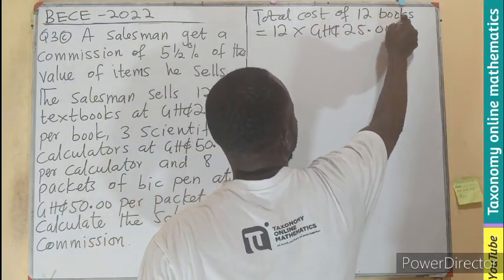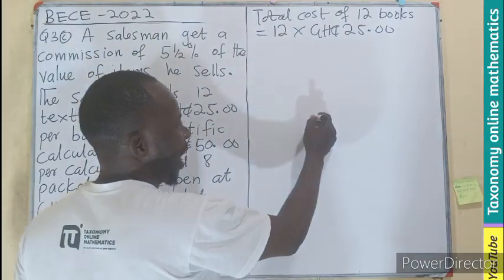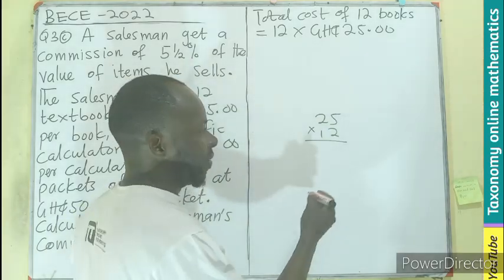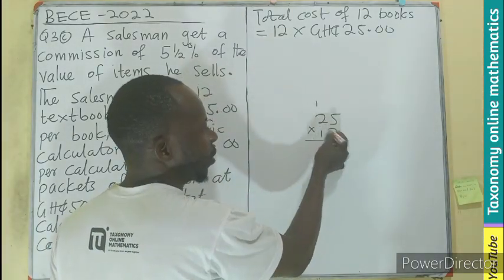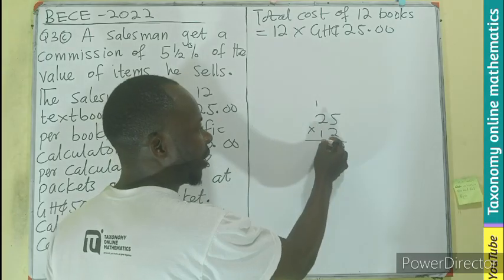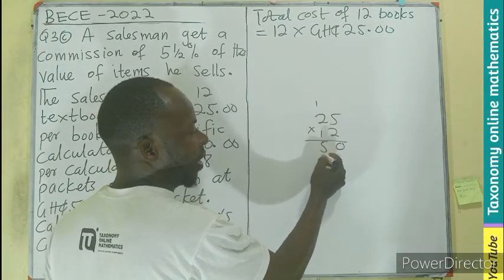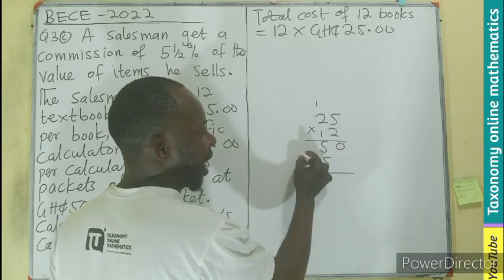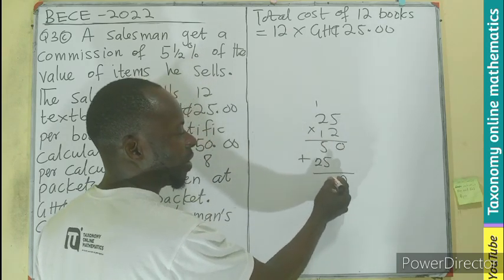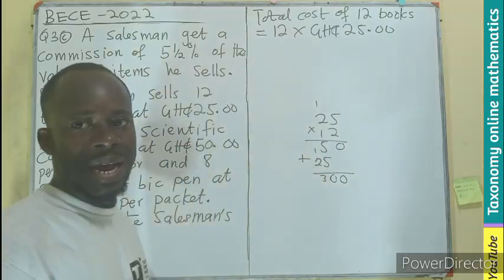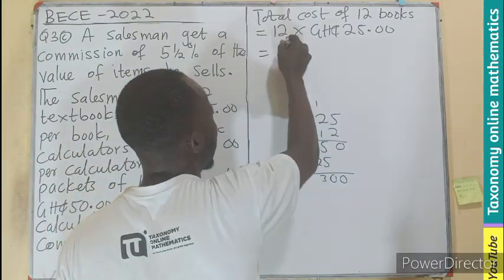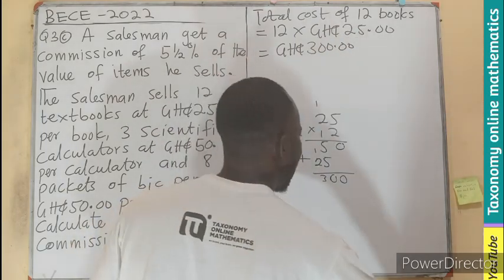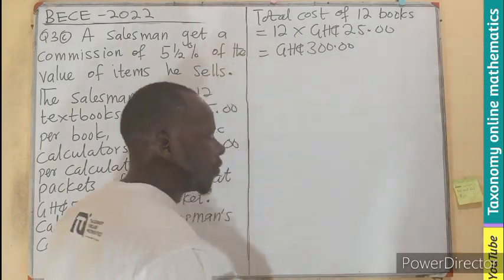the 25 Ghana cedis. So we have 25 times 12. 2 times 5 is 10, carry 1. 2 times 2 is 4, plus the 1 making it 5. 1 times 5 is 5. 1 times 2 is 2. So let's add: 0, 5 plus 5 is 10. So it's going to be 300 Ghana cedis. So this gives us a total of 300 Ghana cedis for all the 12 books.